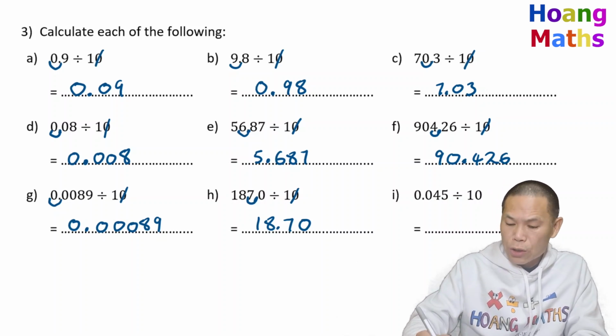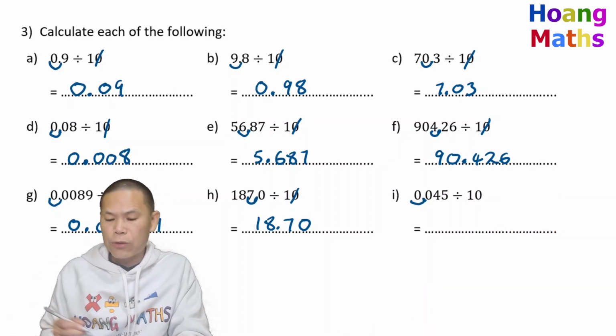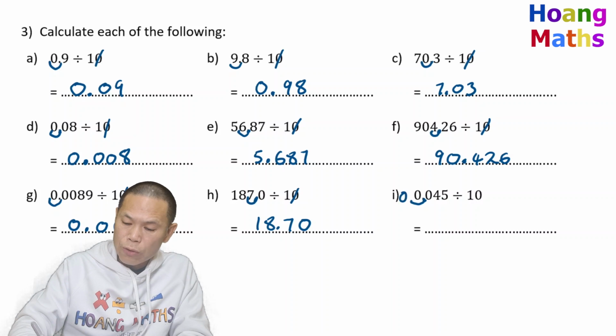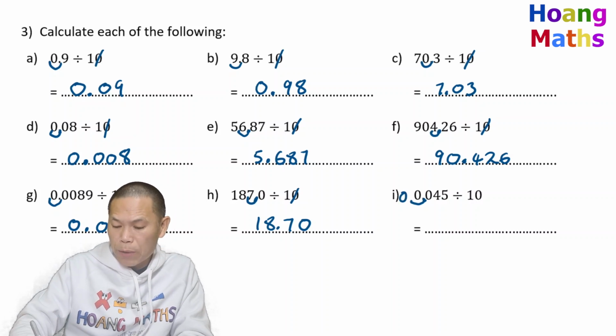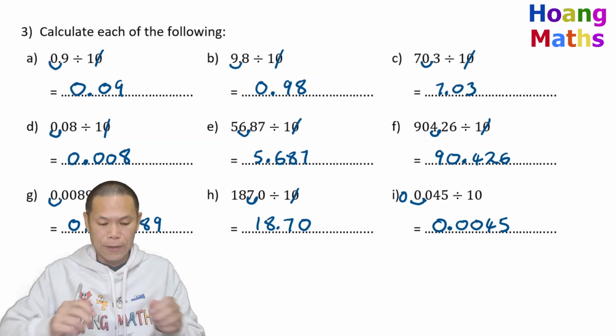Last one. So we divide by 10. So this decimal point here, move 1 unit to the left. And we can put a 0 in front here if you wish. So that becomes 0.0045. So there you go. I hope you got all of them correct.